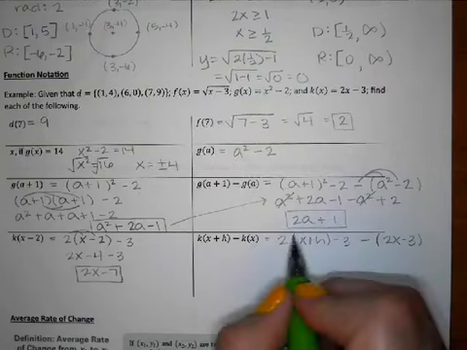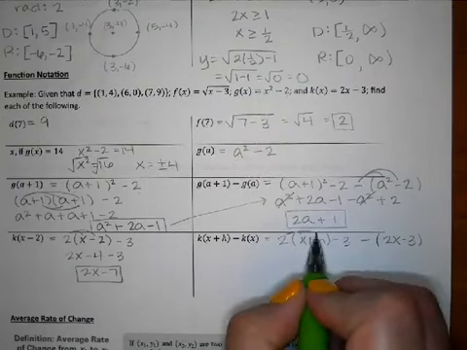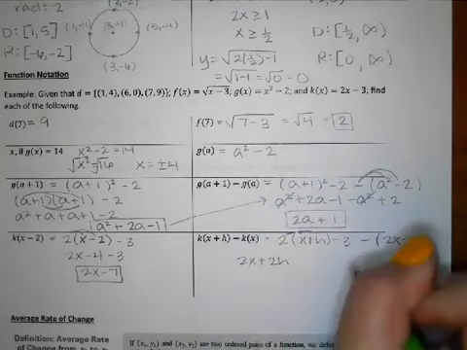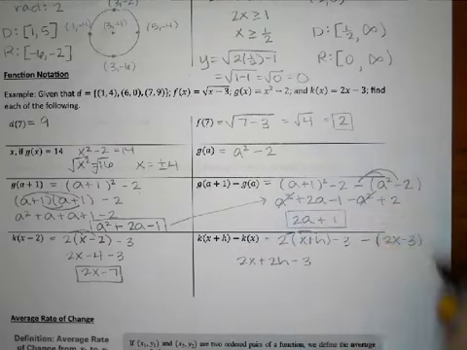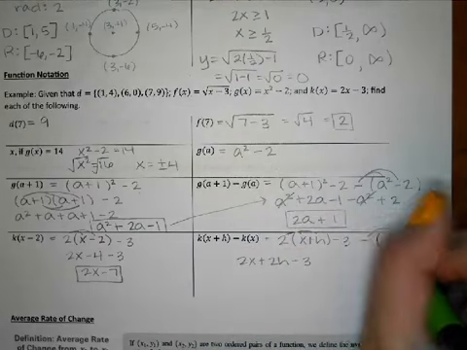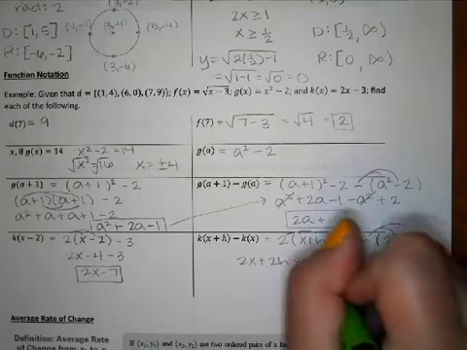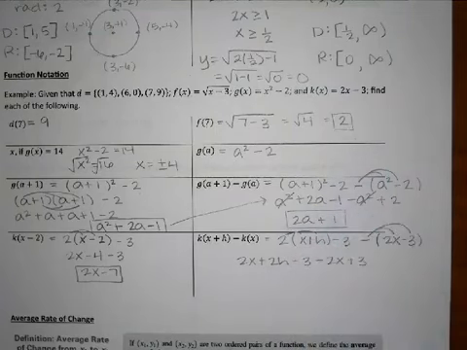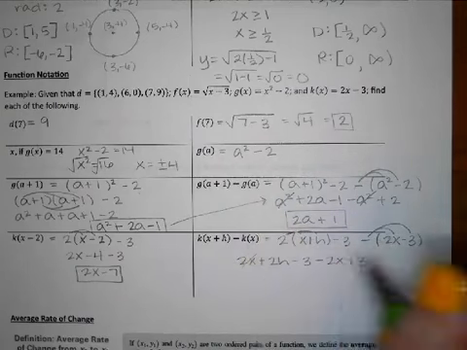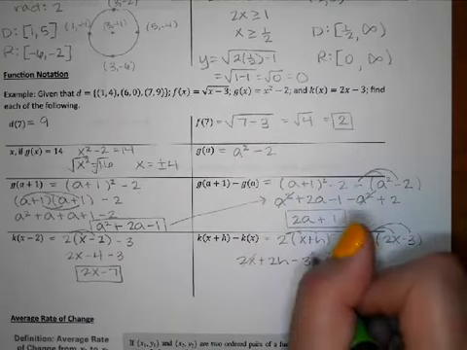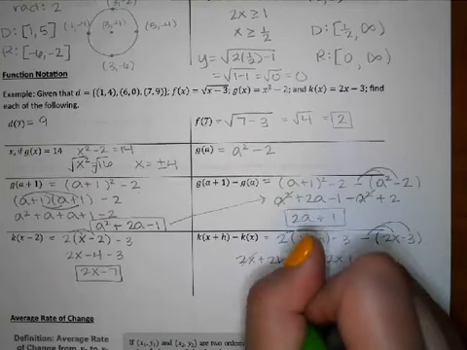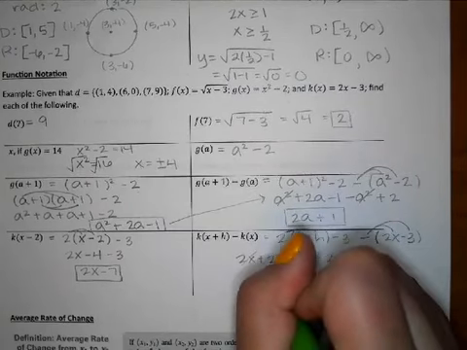Alright, so I'll go ahead and simplify. 2x plus 2h minus 3 minus 2x plus 3. Okay, so 2x minus 2x cancels, and minus 3 plus 3 cancels. That leaves us with only 2h.